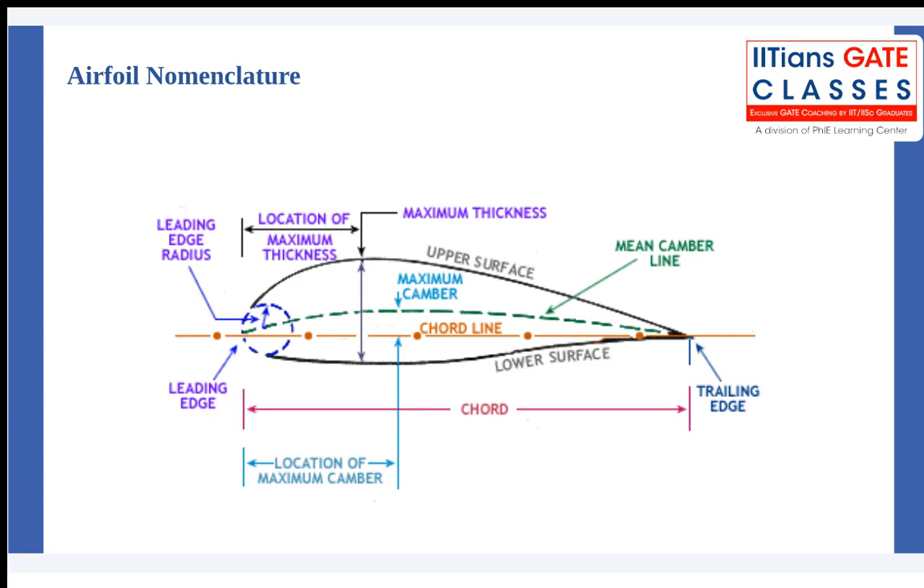All right, so there are different types of airfoils. You have symmetric, positively cambered, negatively cambered, reflex. Symmetric is when the upper surface and the lower surface have similar profiles, so your mean camber line and your chord line are coincident. When you have a positively cambered airfoil, like the one shown here, the mean camber line is a curved line above the chord line, which is the opposite case for a negatively cambered airfoil.